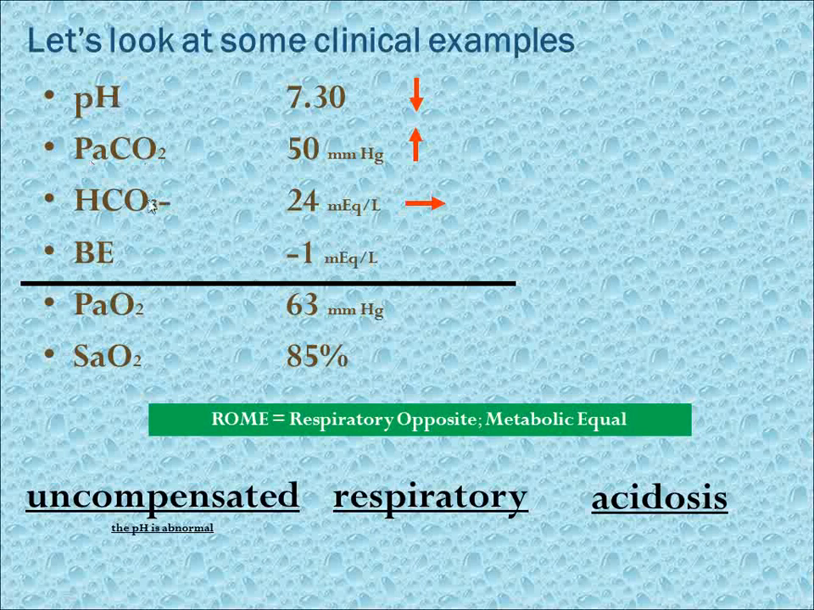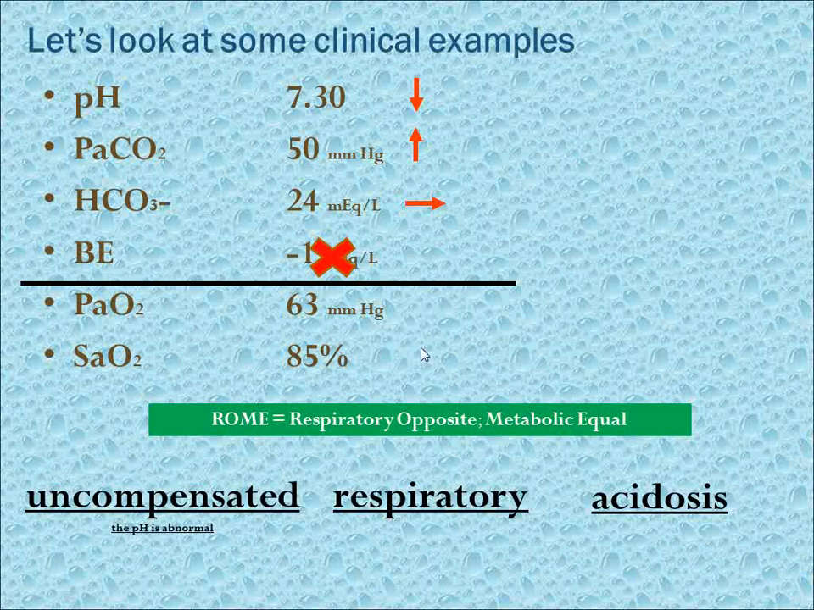Now, I want to point out to you that I have named this ABG strictly from these three items, the pH, the CO2, and the bicarbonate. But there's more on this ABG, and that's the O2 status. The oxygenated status of your patient is considered a separate problem. It is a separate problem, diagnosis, or label.